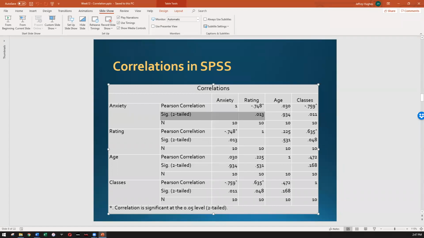Yes. Yep. And we know that because it is less than 0.05. SPSS also tells us another way that it's significant: a little nifty asterisk right next to the R value, or the correlation coefficient. There's an asterisk right there, and it denotes that, hey, it's significant. And it tells you down here, the correlation is significant at the 0.05 level for a two-tailed test.